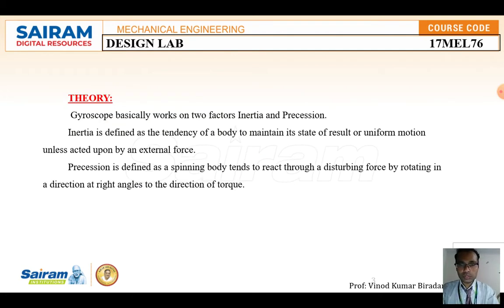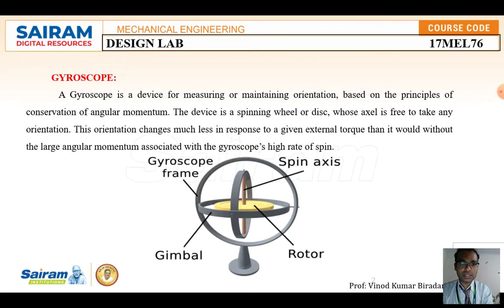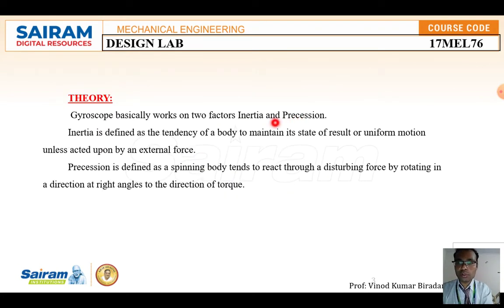As I told you before, the gyroscope works on the principle of angular momentum. Basically it works on two factors: inertia and precession. Inertia is defined as the tendency of a body to maintain its state of rest or uniform motion unless acted upon by an external force. Without an external force it cannot change. The second one is precession, defined as the tendency of a spinning body, when disturbed by a force, to react by rotating in a direction at a right angle to the direction of the torque.